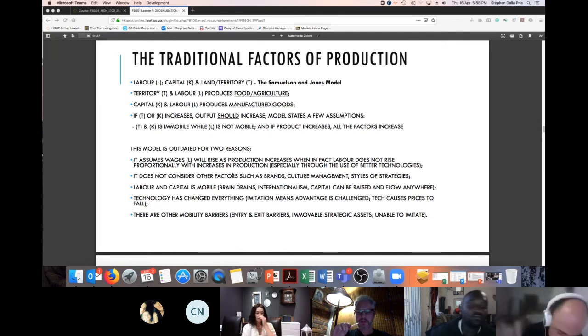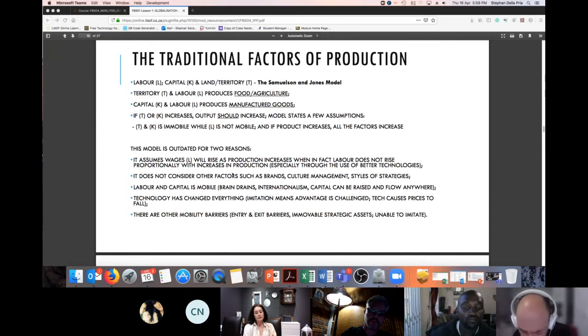So we can have a labor-intensive country like South Africa, and it's okay that they are labor-intensive because as labor increases, wages will also increase. It will increase proportionally, right? More labor equals more money equals more wages, right? Per capita. The problem with that assumption is that labor has become skilled.